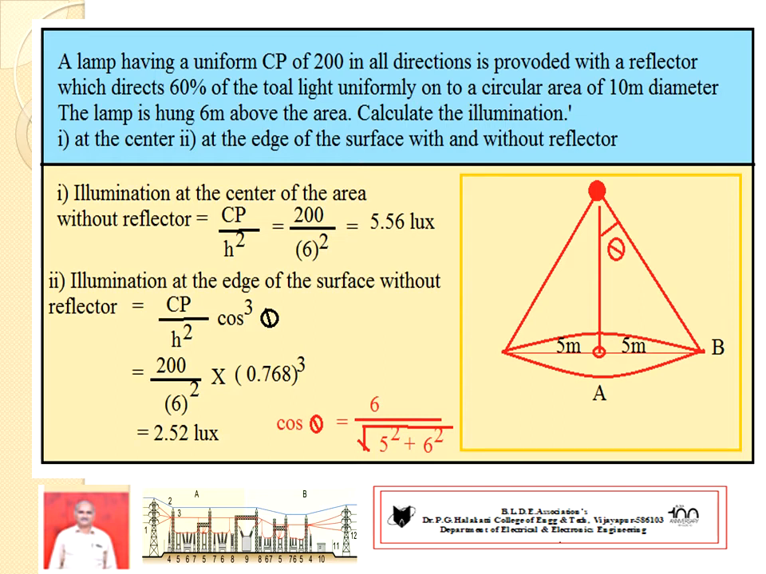That's the problem. Number 1, illumination at the center without reflector, that is Cp divided by h square.